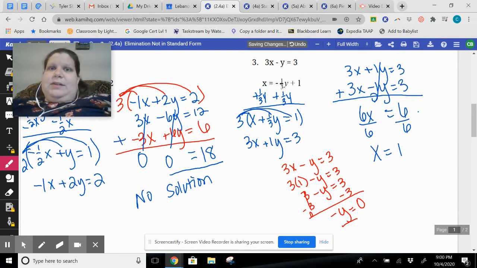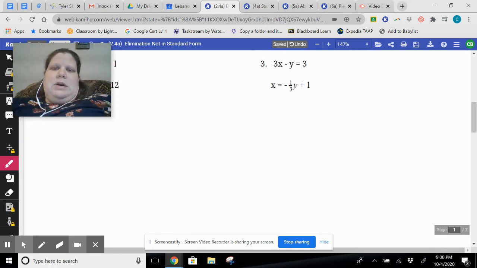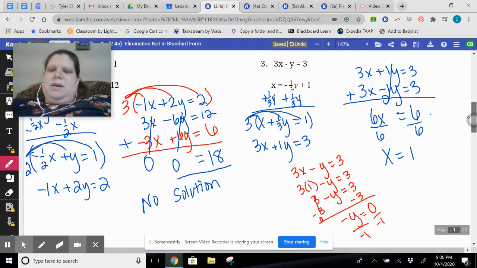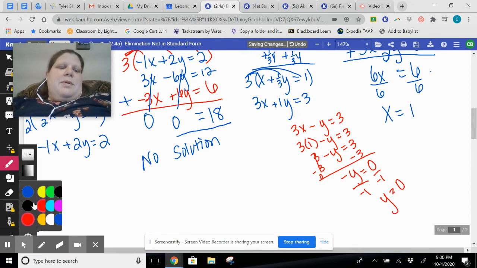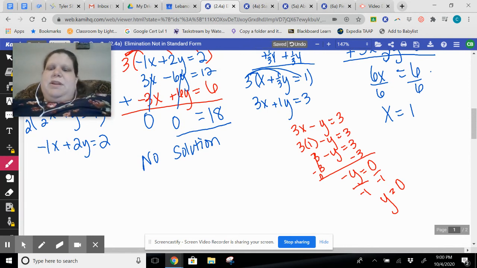It's okay. Having 0 is not a bad thing. I need to divide by negative 1. Well, 0 divided by negative 1 is still just 0. And remember, don't forget our last thing where we need to make it a point. 1, 0 is my point. Okay?